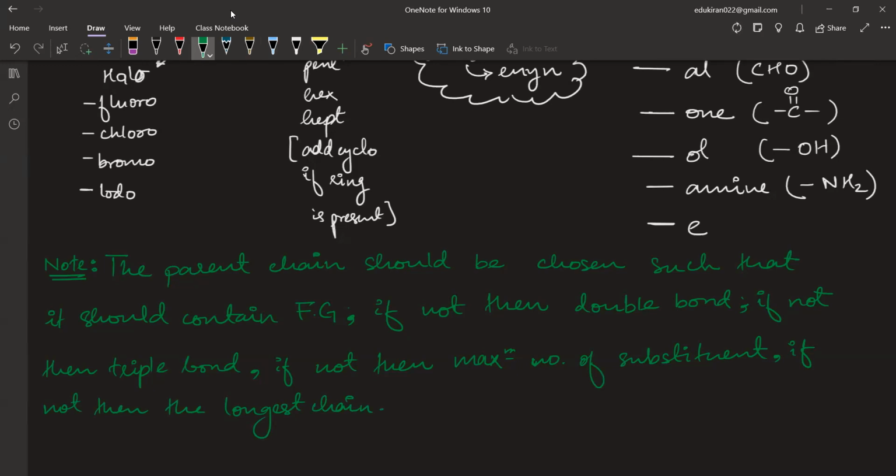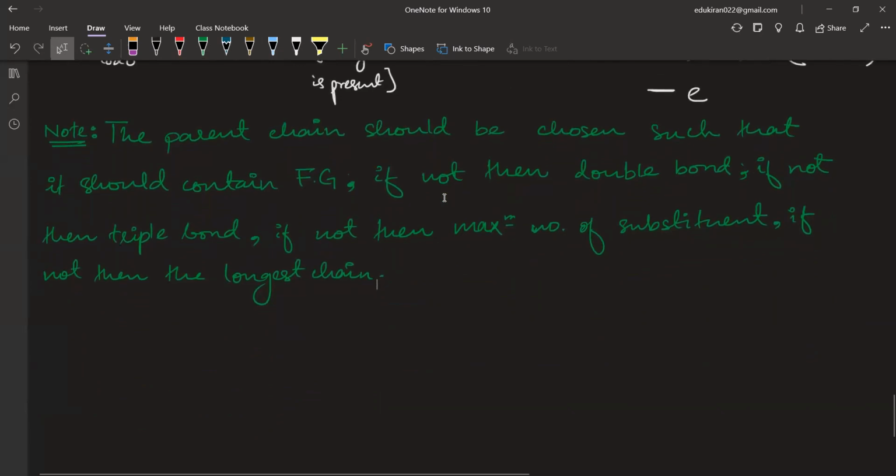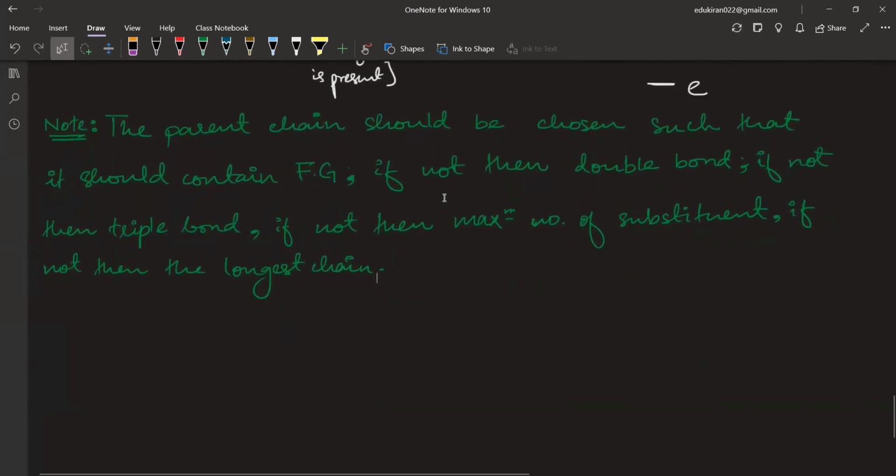Most of the problem in IUPAC nomenclature happens only because teachers say that you have to choose the longest chain. They tell the child the longest chain first. After that, they say it should be containing functional group. Then they say it should be containing double bond. That is why it gets tough. IUPAC nomenclature is not tough if you choose the parent chain in such a manner that it contains functional group. If no functional group, then double bond. If no double bond is there, then look for triple bond. If there is no triple bond, then look for the parent chain that is containing the maximum number of substituent. Is everything done till here? Yes or no? Please tell me. Yes, sir. Okay. So now I will take one example.